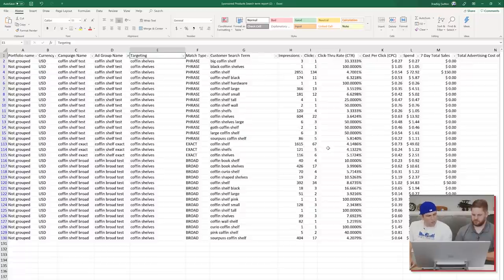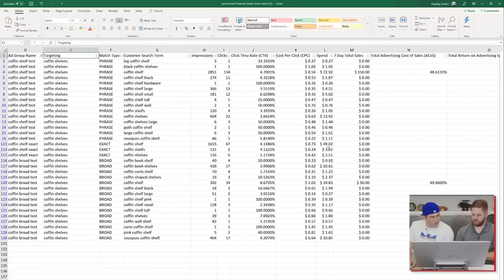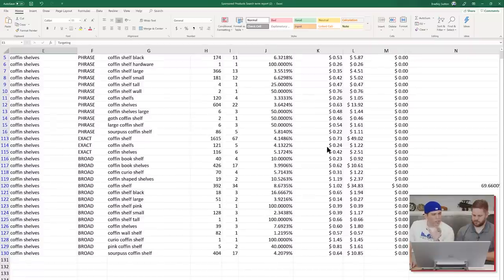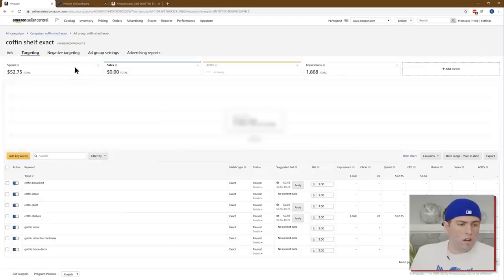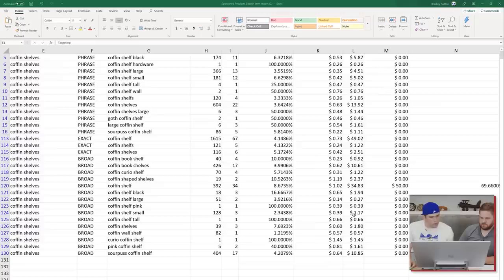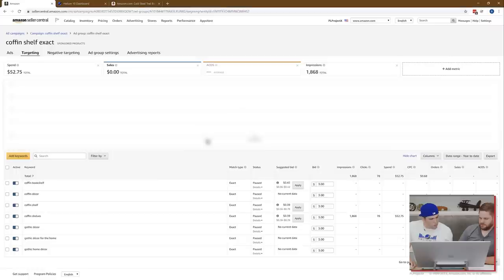Now take a look. Where was that one we were looking at that was crazy? Let's go back real quick. So here we are on the coffin shelf exact campaign, and it looks like only coffin shelves had any impressions at all, right? But we downloaded that report. Take a look at what the report shows. Here, coffin shelf has 1,615 impressions. But remember right here, coffin shelf says zero impressions.